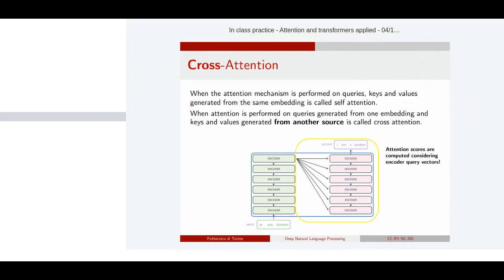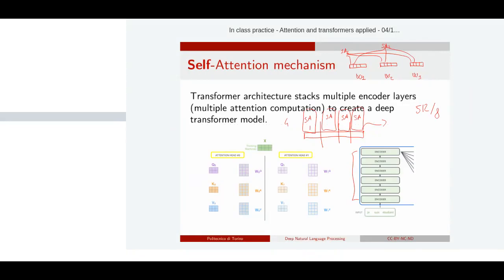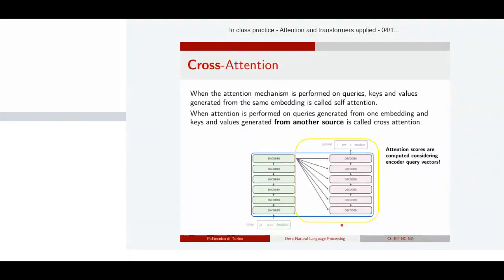Okay, in encoder models, in encoder layers, we have the self-attention mechanism. So we compute the attention between the word itself and each other word in the sequence. But in the decoder layers, because the original transformer was an encoder-decoder model, we have what we call cross-attention. We actually have both self-attention and cross-attention.